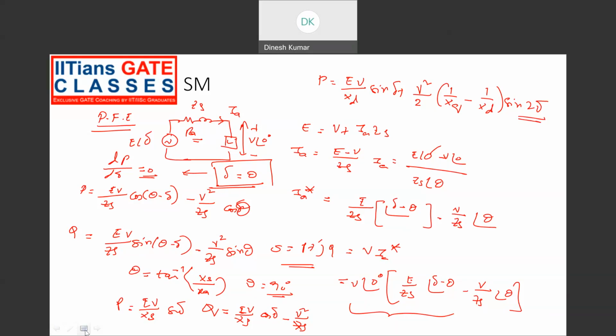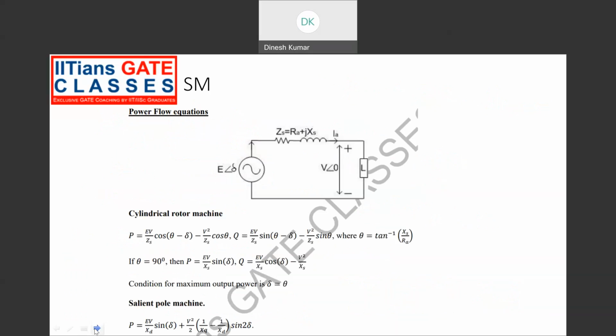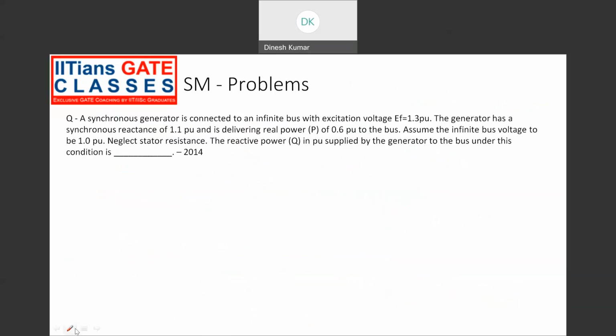Okay, we'll see one example problem. Let's try to solve this question. It's a year 2014 question. A synchronous generator is connected to an infinite bus with excitation voltage equal to 1.3 per unit. The generator has a synchronous reactance of 1.1 per unit and is delivering real power of 0.6 per unit to the bus. Assume the infinite bus voltage to be 1 per unit, neglecting stator resistance. The reactive power Q in per unit supplied by the generator to the bus under this condition is.